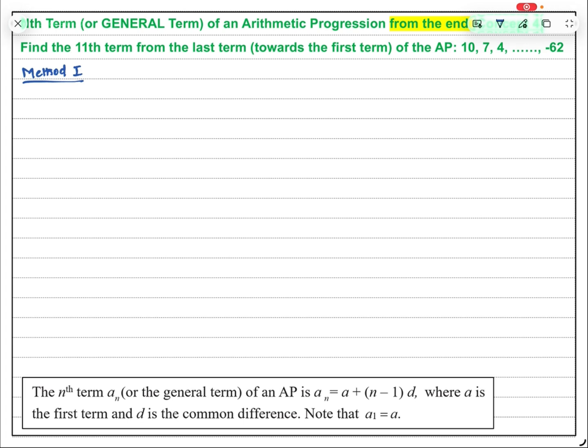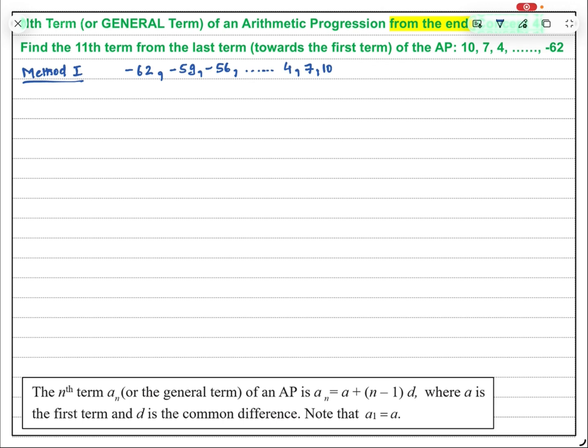The first method: what I am seeing here is a decreasing AP, and I am more comfortable with an increasing AP. So one thing we can do is flip this AP and say that this AP's first term is minus 62. Then when we add 3 to it, that is minus 59, and then minus 56, and you keep going to find 4, 7, and 10 as the last term. So we flipped this arithmetic progression: the last term, minus 62, becomes the first term.